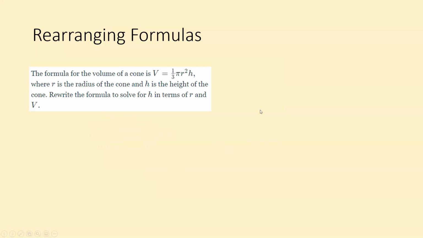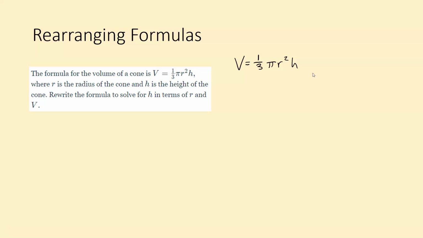Here are some more rearranging formulas. The formula for volume of a cone is V equals 1/3 pi r squared h, where r is the radius of the cone, h is the height of the cone. Rewrite the formula to solve for h in terms of r and v. So this time we're solving for h. We want to get h by itself on one side of the equation, and we don't know what r and v are, so we can leave those just as variables on the other side of the equation.